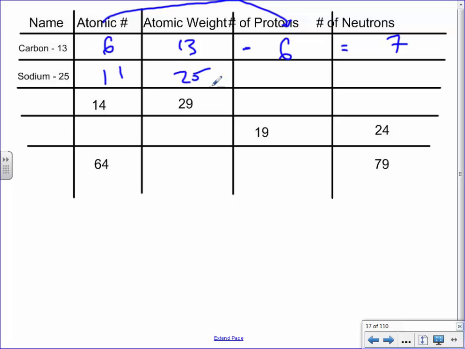Its weight is 25. How do I know that? I told you it. Its protons then are 11, so 25 minus 11 gives you 14 neutrons. You guys ever done stuff like this? Try the rest of the table here if you haven't already, and I'll fill it in in a second. Grab some water.